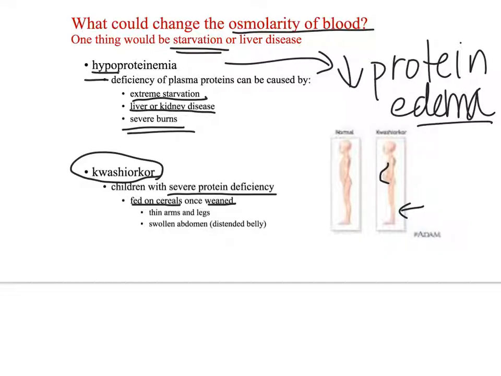Sometimes you see this, like I have a friend whose brother had Crohn's disease. He's had it forever, so he wasn't absorbing his nutrients well enough. So he kind of looked like this. And that's the end there.